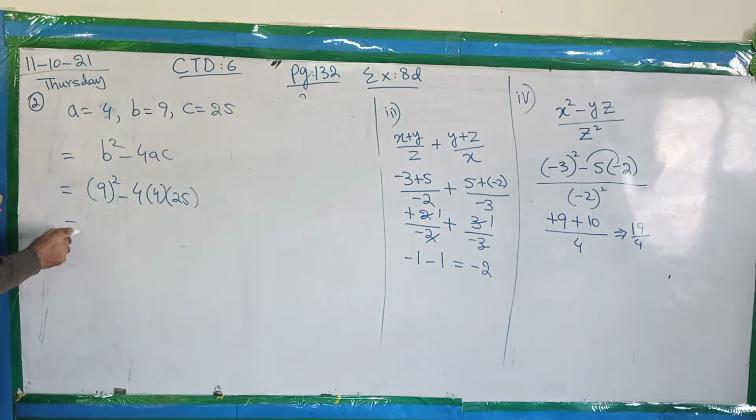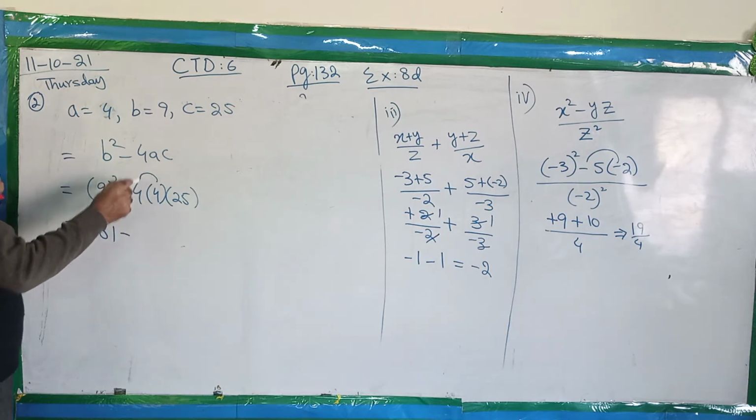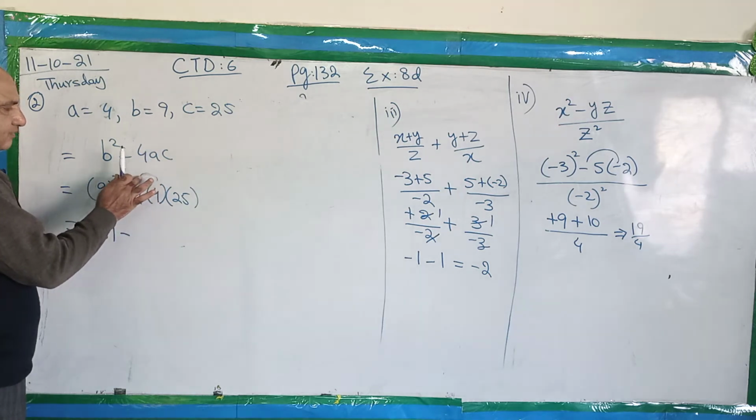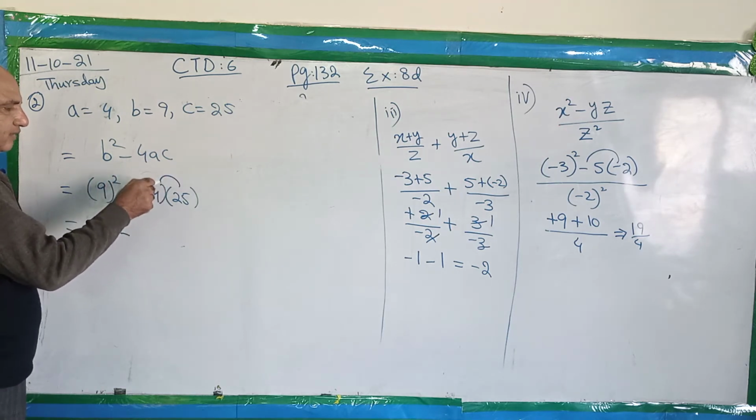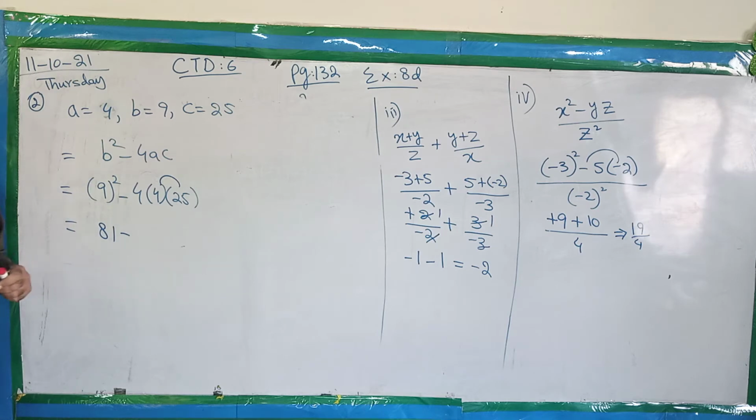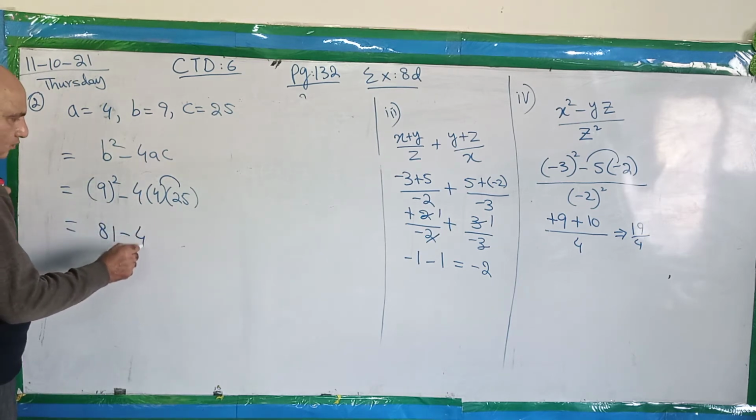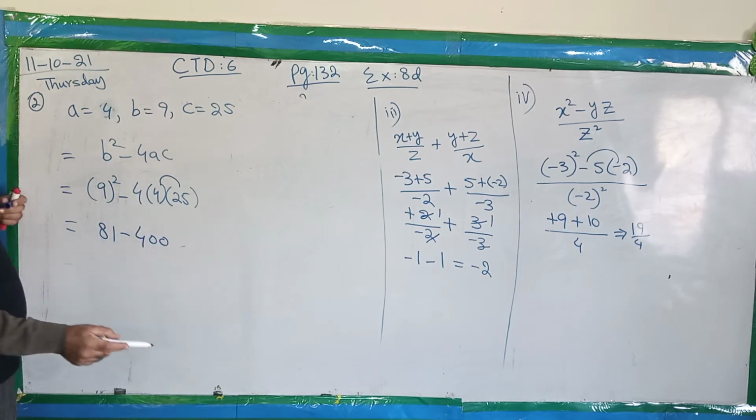This is very easy. I hope that if you know the tables. 9 9s are 81, minus 4 4s are 16, or instead of 16, you can write it as 25 into 4. What is 25 into 4? 100. 100 into 4, 400. Right?